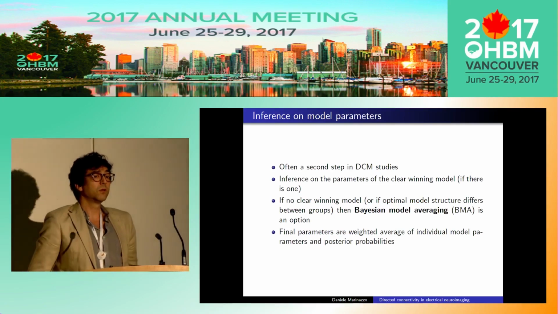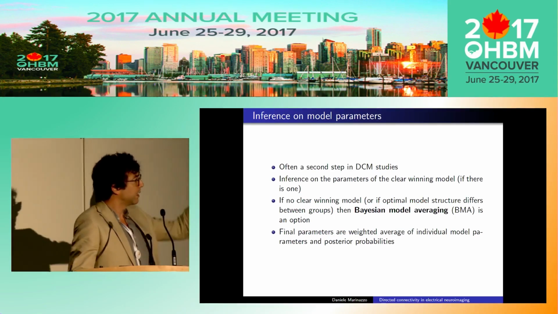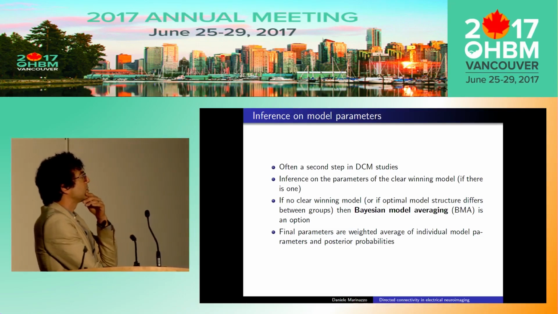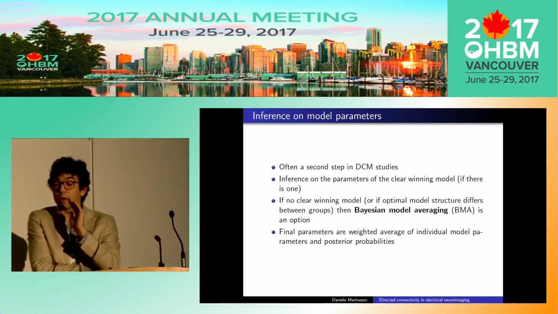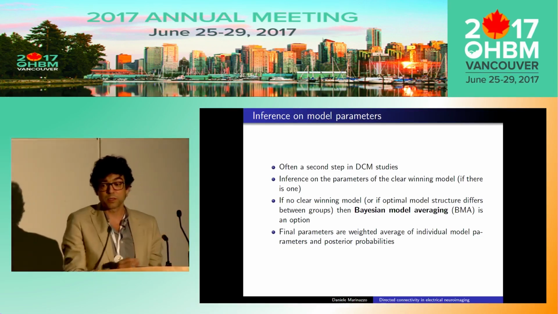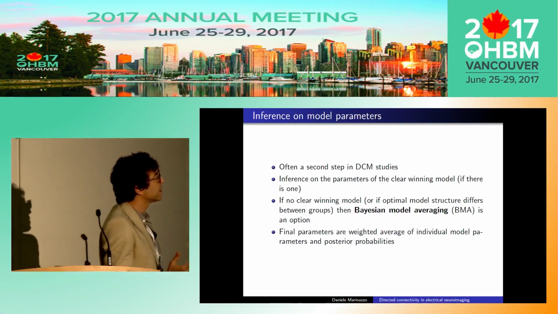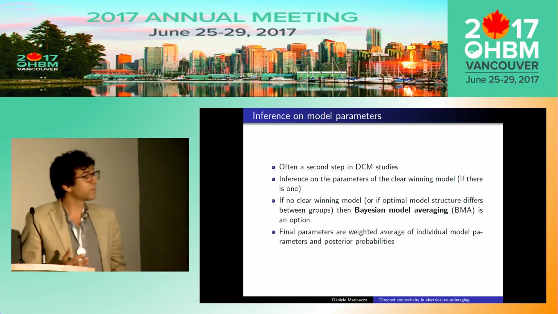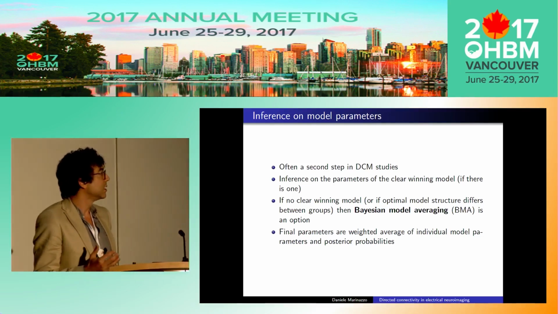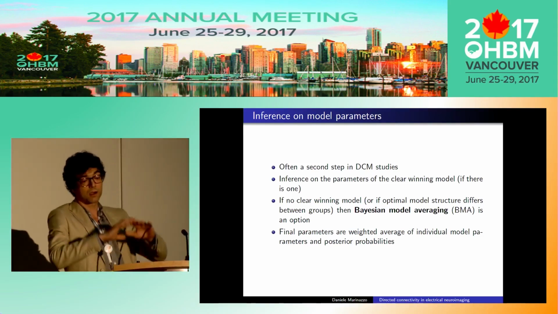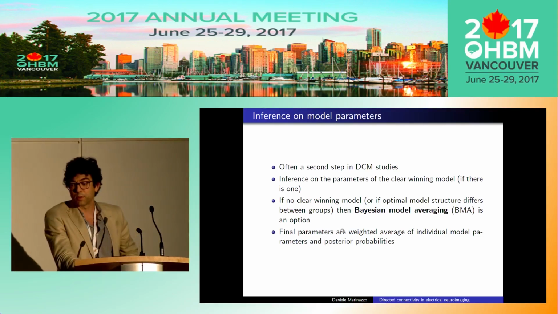Then we have the inference of model parameters. So it's often a second step in DCM studies. So either it can be used if we have a clear winning model, and then we look at the parameters, or it can be that we have no clear winning model. And so Bayesian model averaging also takes the parameters into account. And so the final parameters are a weighted average of the individual model parameters and posterior probabilities.